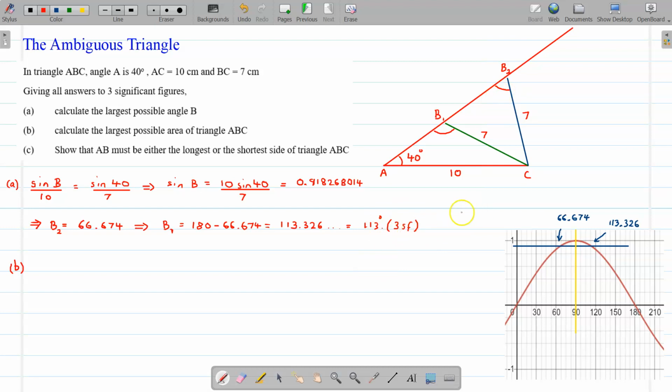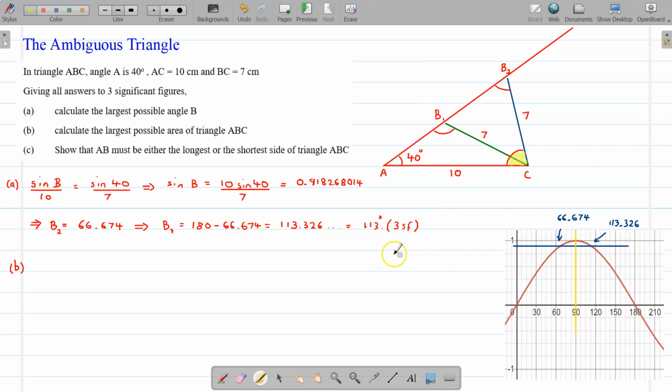So I need two sides that are next to each other that I know, 10 and 7, and I need the angle between those two sides. And the angle between those two sides is this one here. Now I'm going to highlight this by shading it in yellow, because it's the whole of that angle that I'm calling C.